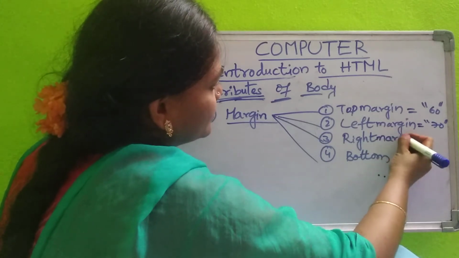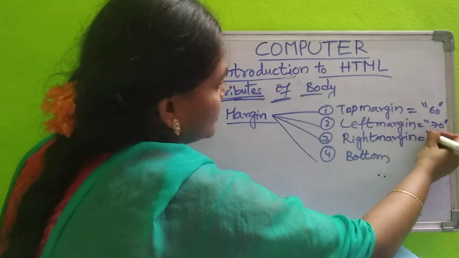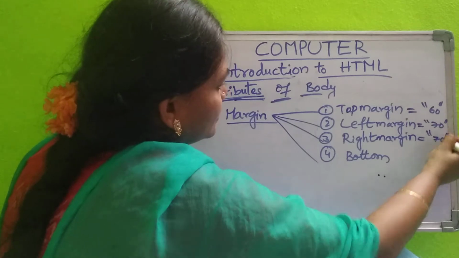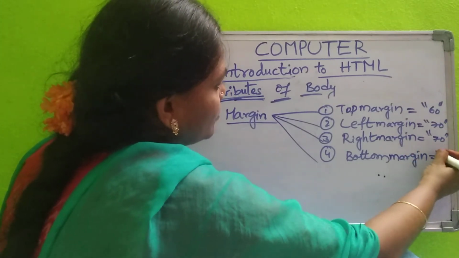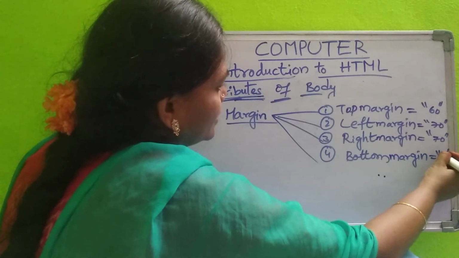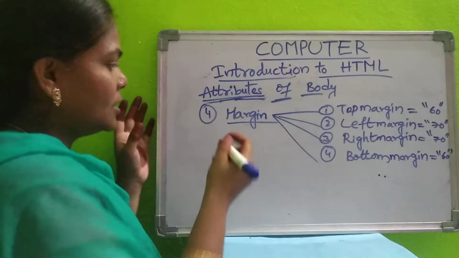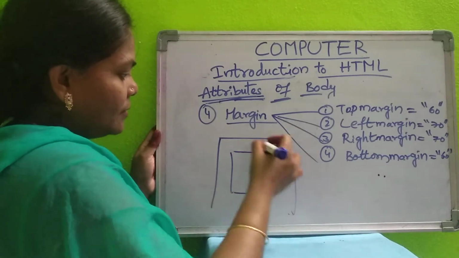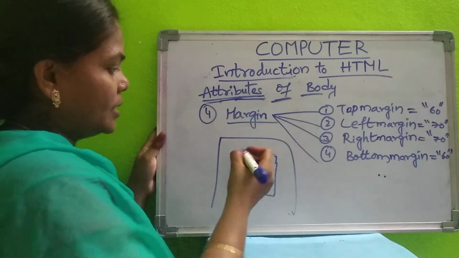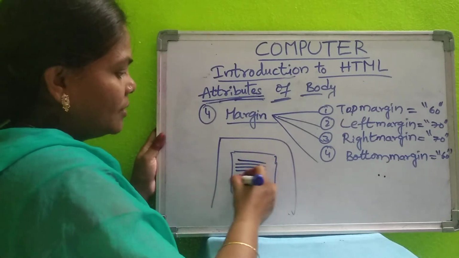Right margin equals to 70. Bottom margin. So these are the 4 margins we can apply to the text which is in the web page. That means these margins will be given for the text in the web page. Here whatever you write, that will be applied.